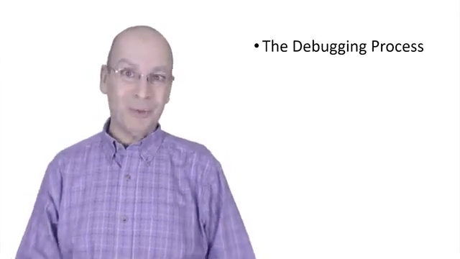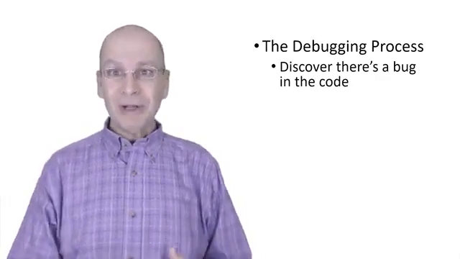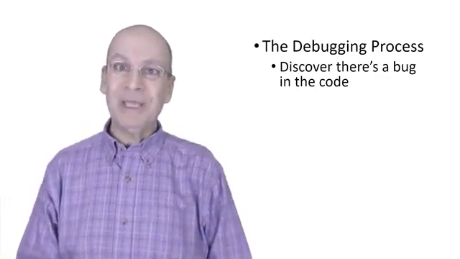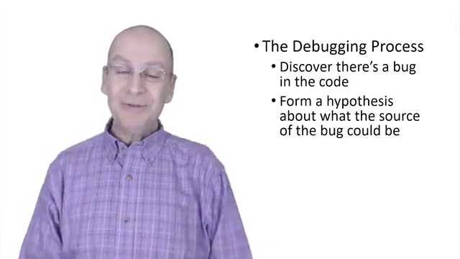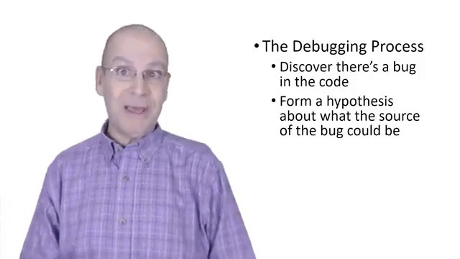In this lecture, you'll learn how to debug a console app in Visual Studio. Before we do that, we should talk a little bit about how the debugging process works. So typically what happens is you discover a bug in your code. Your code is not behaving the way it's supposed to behave. The next thing you do is you form a hypothesis about what could be causing that bug.